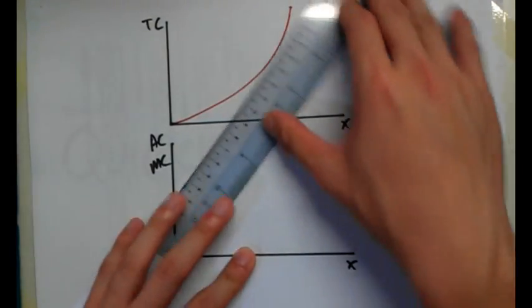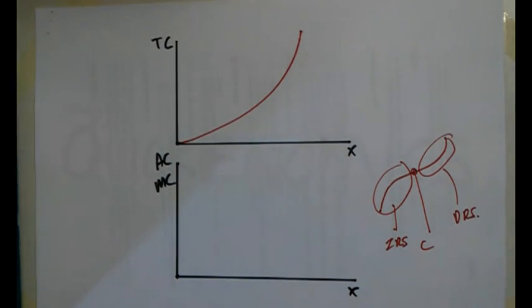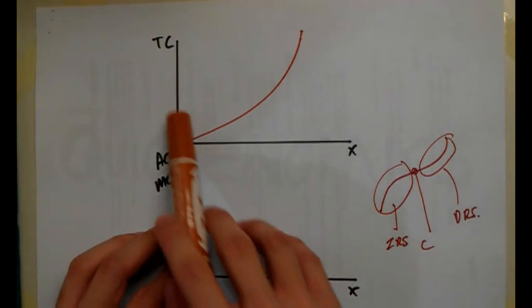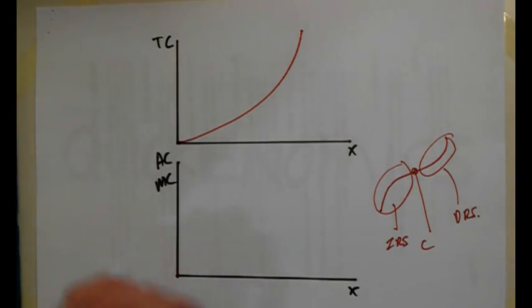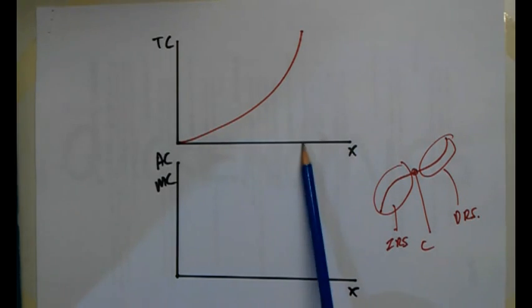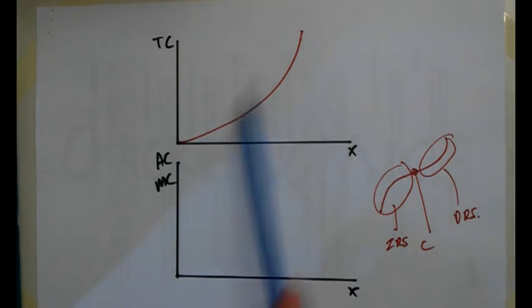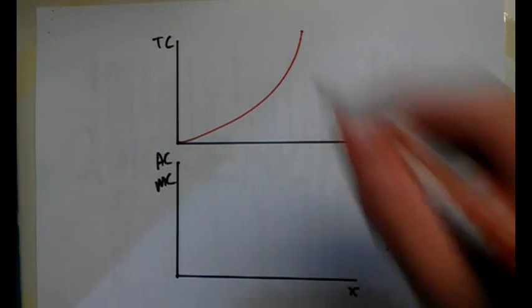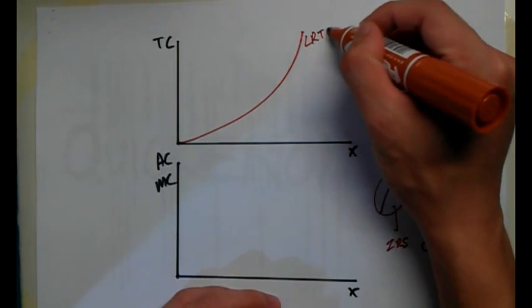The gradients are getting bigger. But when you talk about diminishing, that means the returns are diminishing. So you realize that the more cost I incur, the lesser amount of x I get. That's why it's sloping upwards like that. So this is going to be my long run total cost.